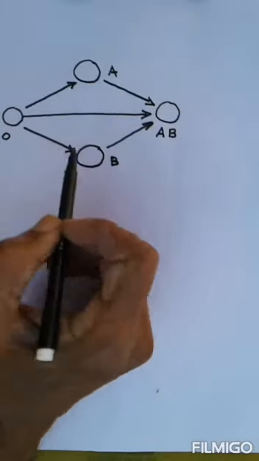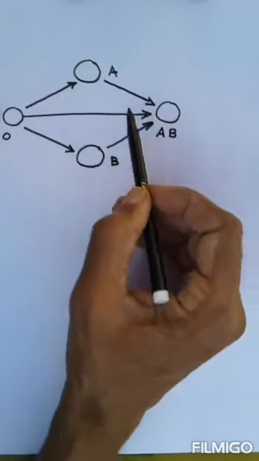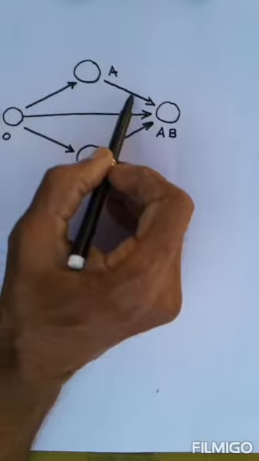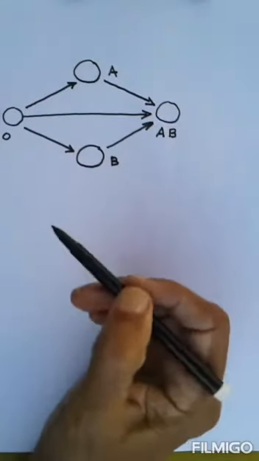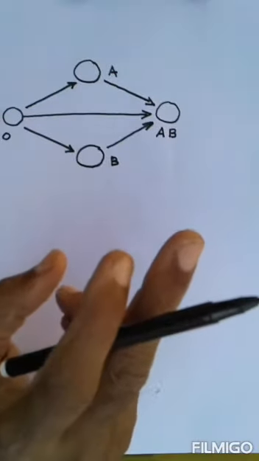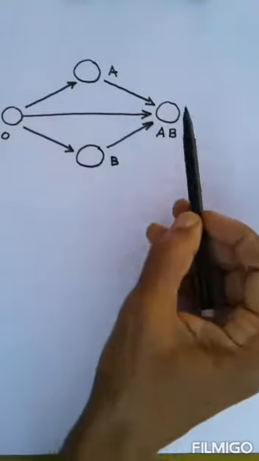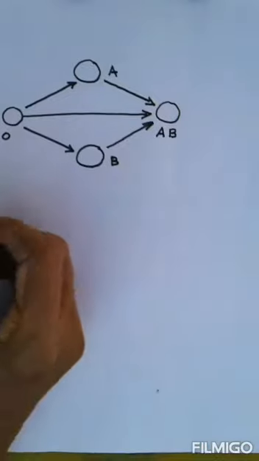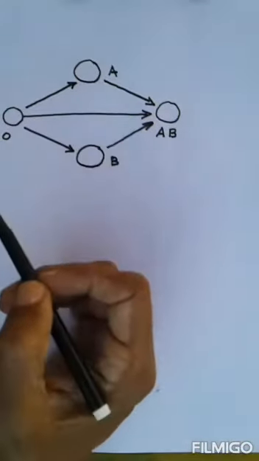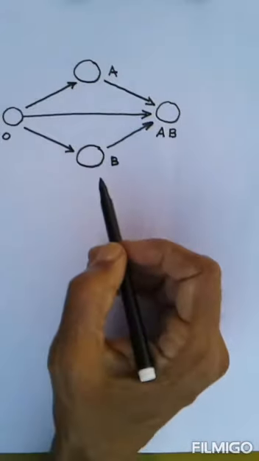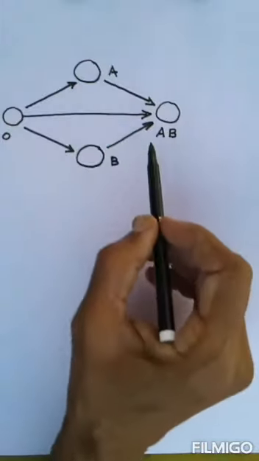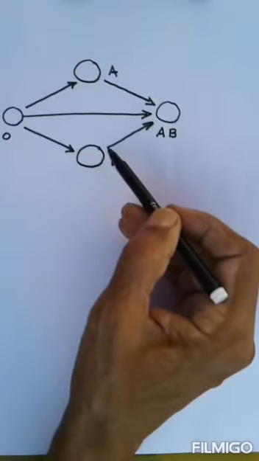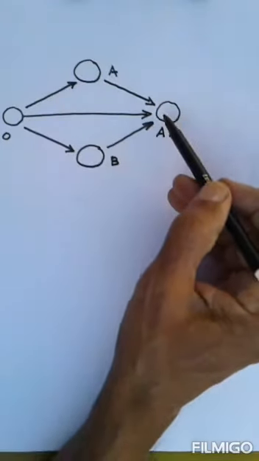So this is rule number one. O can give to AB. O can also give to A. O can give to B. And A can give to AB. And B can give to AB. Not in the reverse direction. It is incompatible if we go from right to left in this direction. It should always be from left to right. So this picture should be kept in mind. It's a pictorial representation and you can keep it in your photographic memory. This is rule number one.